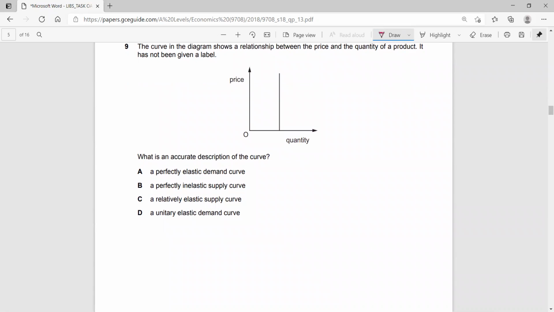Right. So the curve in the diagram shows a relationship between price and quantity of a product. It has not been given a label. And we have to describe the curve. So this could be where PED is equal to 0, because this is vertical. The more vertical a curve, it indicates that it's more inelastic, and this is a case of perfectly inelastic demand. It could also be a case of perfectly inelastic supply, because we don't really know whether this is a demand curve or whether this is a supply curve. So let's just look at whichever option we find in the options given.